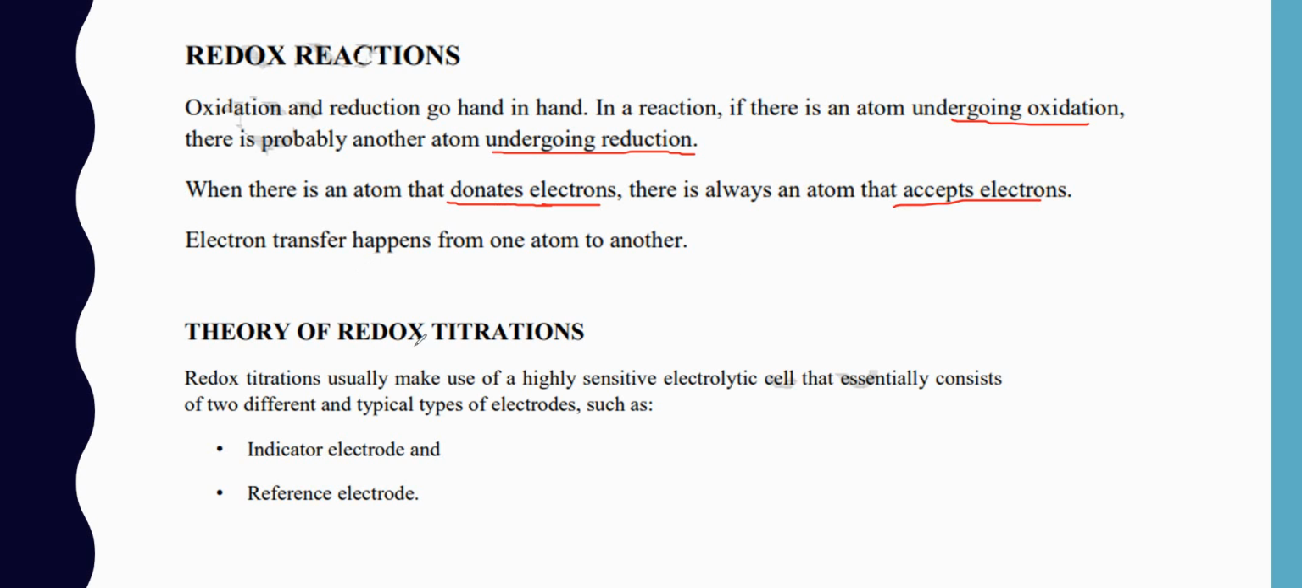Theory of redox reaction. Redox titrations usually make use of a highly sensitive electrolytic cell that essentially consists of two different types of electrodes, an indicator electrode and a reference electrode. This comes from the electrochemistry that you studied in 11th and 12th. So we use two different electrodes for the conduction of that reaction: one is an indicator electrode and another is a reference electrode.